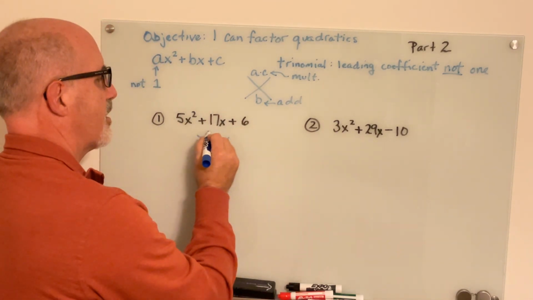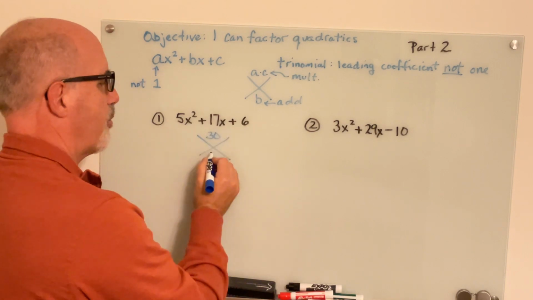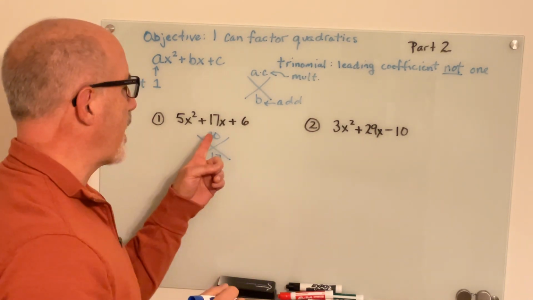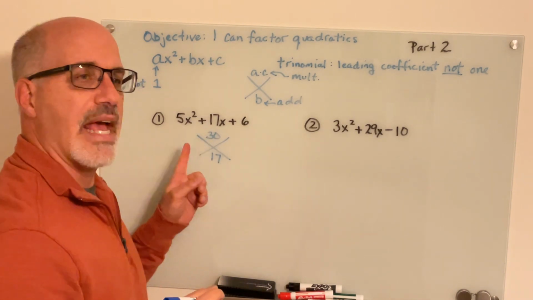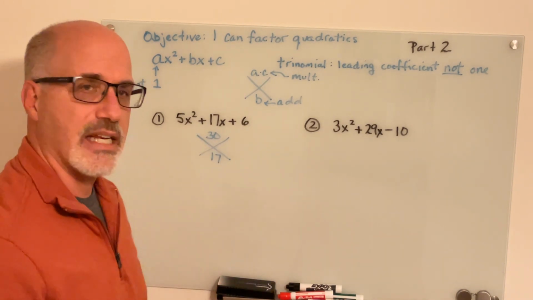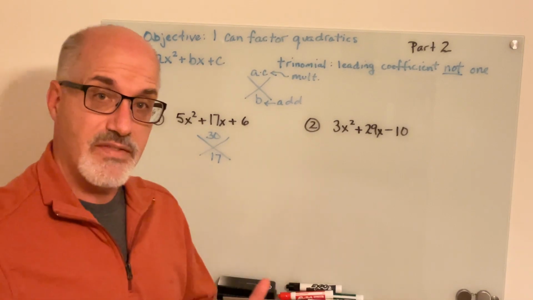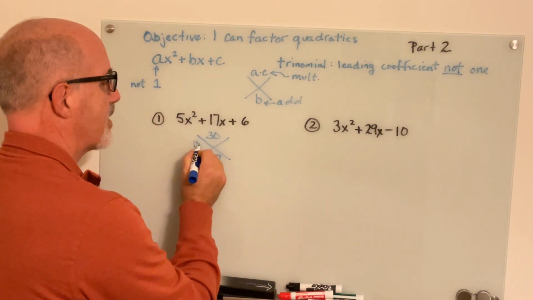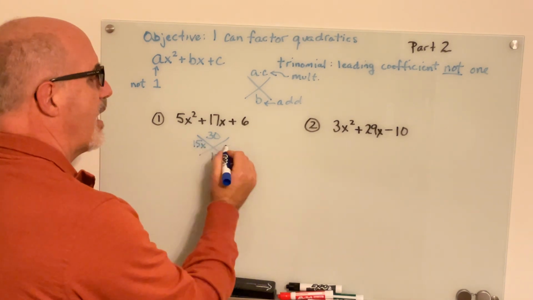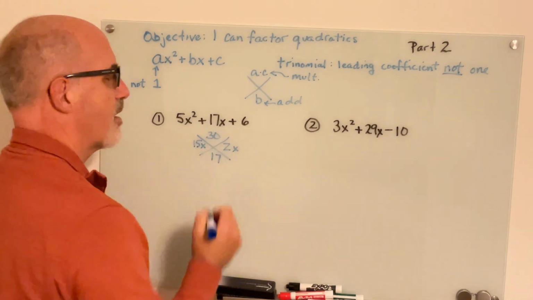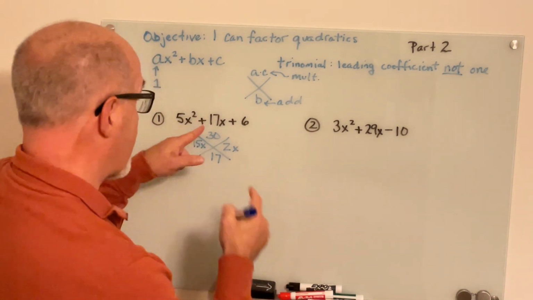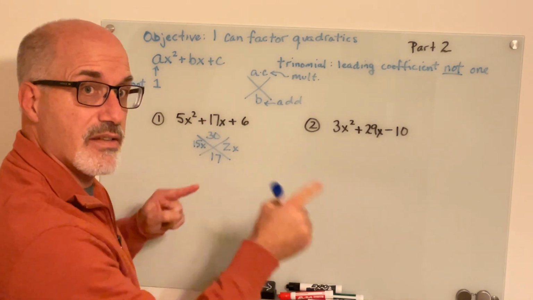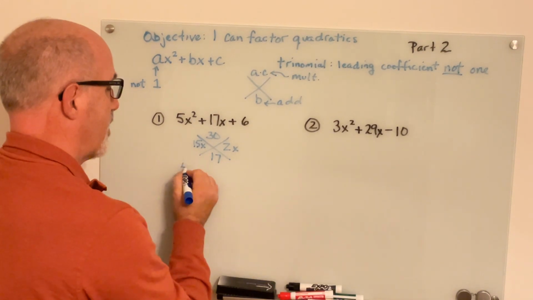5 times 6 is equal to 30. I'm going to put the 17 down here. Now I'm looking for two numbers that multiply together to give you the 30 and add together to give you the 17. Those two numbers would be 15 and 2. So I'm going to put a 15x here and a 2x here. And so what I'll look at is I'm going to take that 17x and split it into these two pieces, the 15x and the 2x.